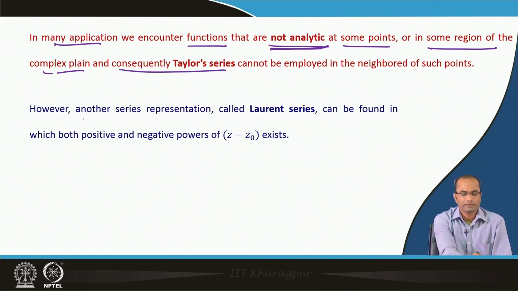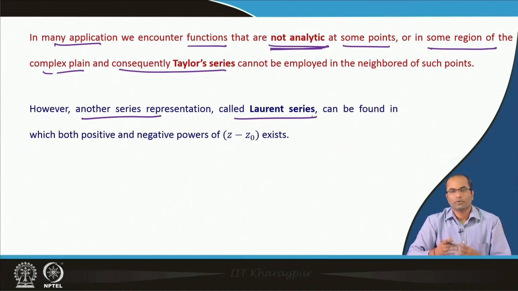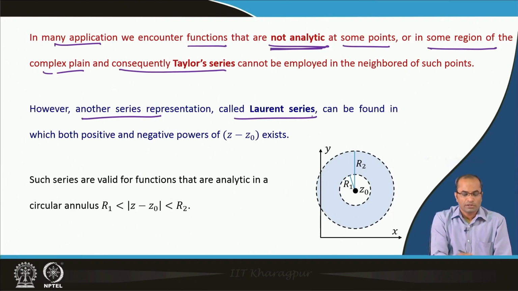In that case, another series, called the Laurent series, can be found. This Laurent series contains the positive powers of (z minus z 0) and also the negative powers of (z minus z 0). This is what we will discuss today, and we will also discuss how to obtain such a series.